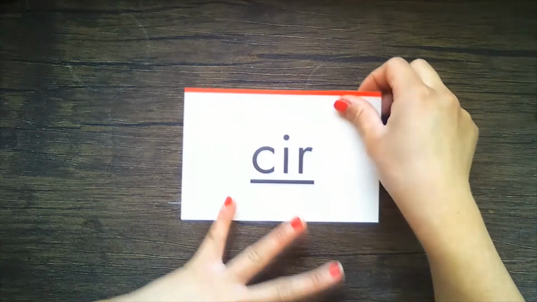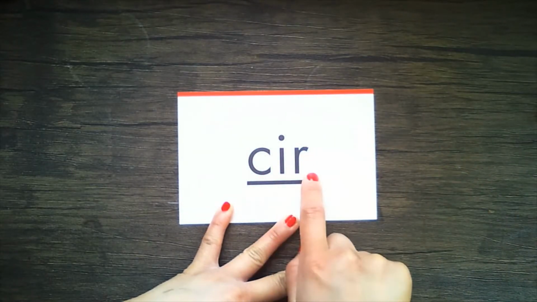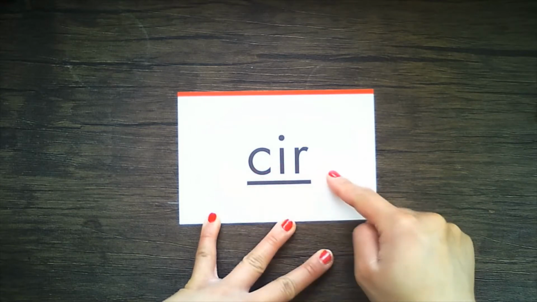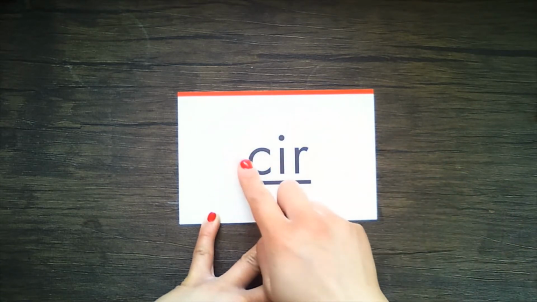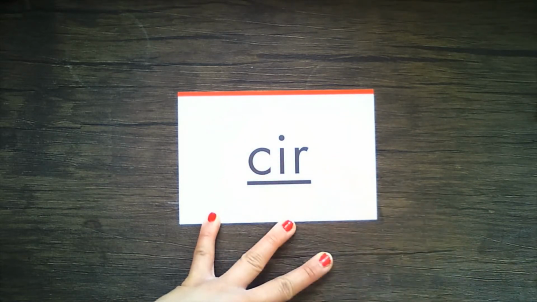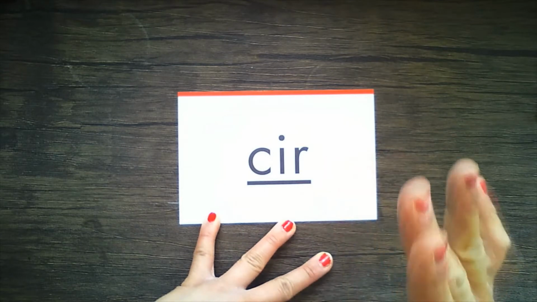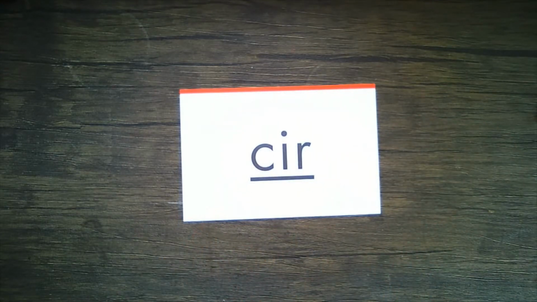Okay, so for the first syllable, we have sir. Spell C-I-R. Read again. Sir. Spell C-I-R. Read sir. Kind of like circus or circle. Alrighty, next one.